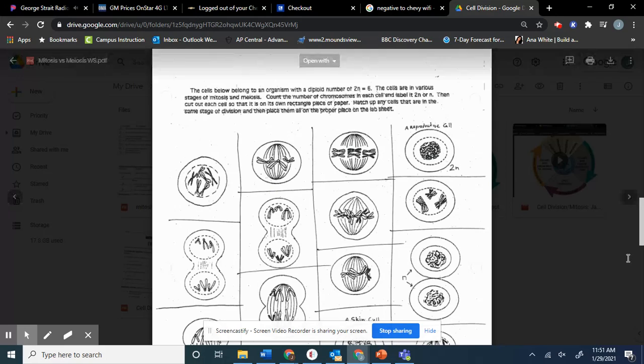Okay, what about this guy right over here? What would you say, is it diploid or haploid? It'd be haploid, right? Because there are only 3 X's. Okay, how about this one right here?